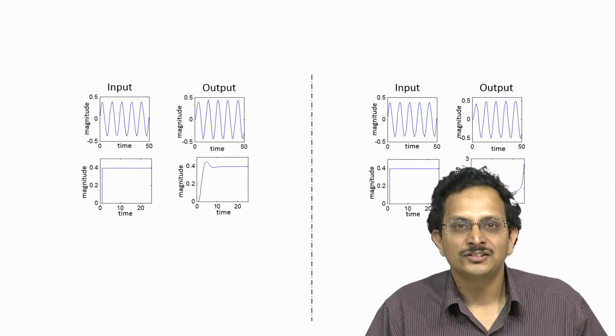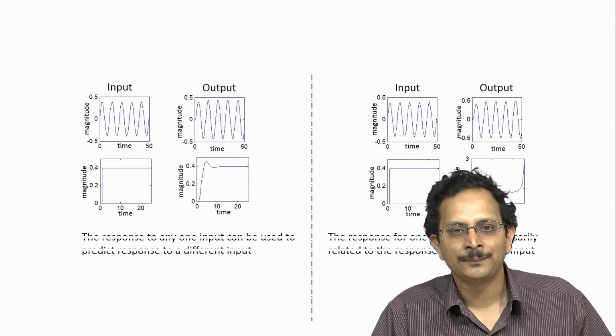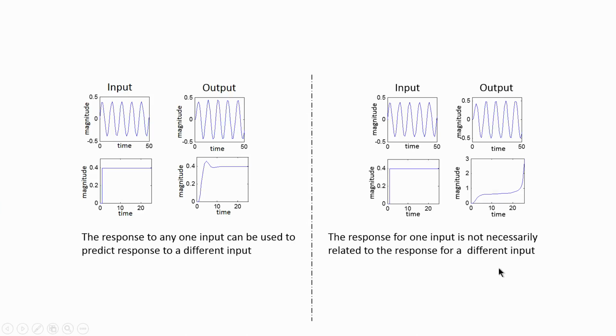So, here is another unsettling fact about nonlinear systems, in that the response for one input is not necessarily related to the response to a different input. On the basis of the response to a sinusoidal input, I might have been led to assume that if I were to apply a step input, I will once again have a finite response, but that is not really the case. On the other hand, in contrast, if you look at the linear systems, the response to any one input can be used to predict the response to a different input, and this prediction is not just a qualitative prediction of the kind that we did in this slide, but actually we can show that quantitatively if you have the response to any one input, you can actually predict how it might look for a different input.